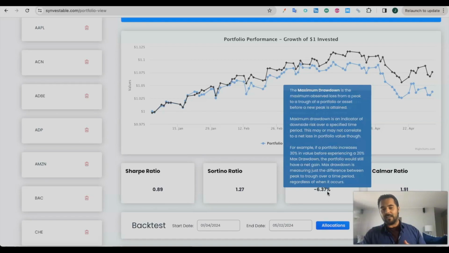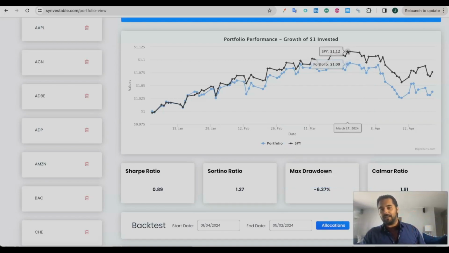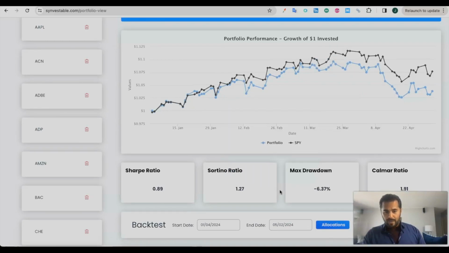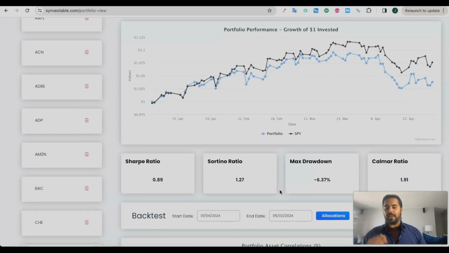Max drawdown is easy. It's how much of a drawdown from peak to trough your portfolio is experiencing, maybe like from this position down to this position. That's max drawdown. Okay, Sharpe ratio is your portfolio's return divided by the standard deviation of the portfolio. Standard deviation, if you remember from statistics, is how high or low something goes relative to its mean performance.